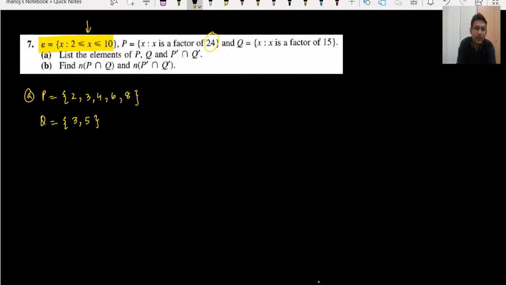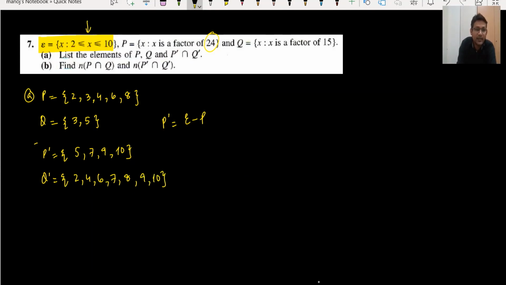Okay. What is P complement? The P complement will be without P. So 1 is not there, because we start from 2: 2, 3, 4, 5, 6, 7, 8, 9, and 10. This is P complement, because P complement means universal minus P. And what is Q complement? Q complement will definitely not have 3 and 5: 2, 4, 6, 7, 8, 9, and 10, because the limit of the universal set is there.